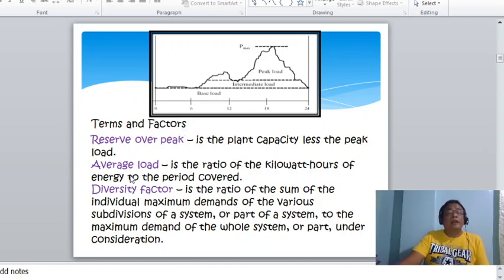Another is average load. From the definition, this is the ratio of the kilowatt hours of energy to the period covered. We have here also a factor, which we call the diversity factor. This is the ratio of the sum of the individual maximum demands of the various subdivisions of a system or part of a system to the maximum demand of the whole system or part under consideration.